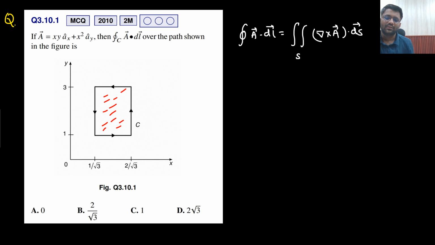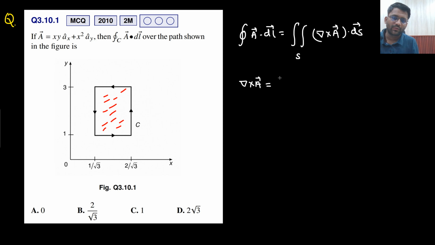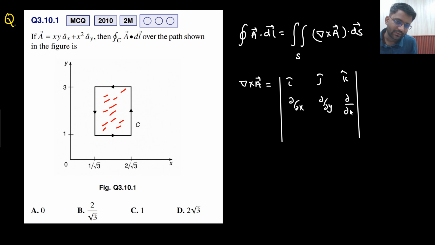Very easy for me. So can I calculate del cross A? Absolutely, del cross A I am supposed to calculate. So what will be the del cross A I will be getting? I cap, j cap, k cap, del x, del y, del z. In the examination, very quickly you will be able to write down all these things. Then the components are xy, ax cap, x square, 0.